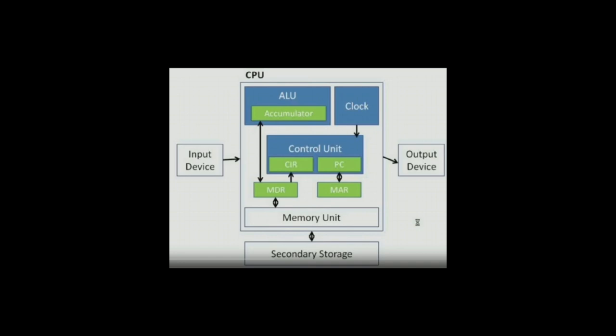In summary, the MDR is a critical component in the memory access process. It provides a temporary storage location for data being transferred between the CPU and the main memory, enabling the CPU to access the data it needs to execute instructions and perform computations.